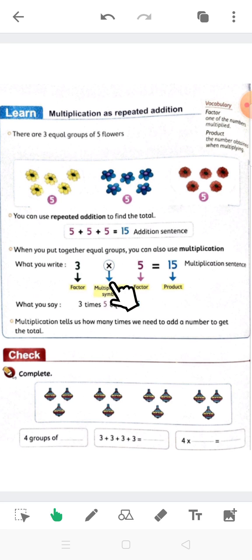How do we say this sentence? 3 times 5 equals 15. Okay? So the multiplication tells us how many times we need to add a number to get the total. So here 5 is repeated 3 times. I say 5 plus 5 plus 5. So we can simply use the multiply sign instead of the addition sign.